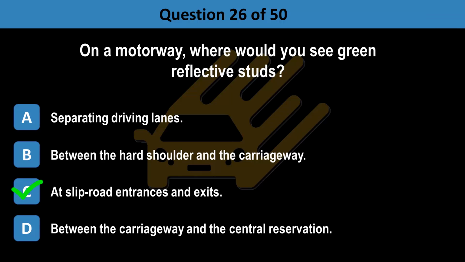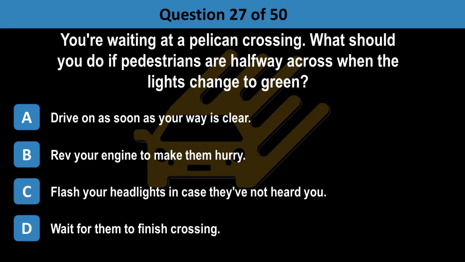The correct answer is C. At slip road entrances and exits. You're waiting at a pelican crossing. What should you do if pedestrians are halfway across when the lights change to green? A. Drive on as soon as your way is clear. B. Rev your engine to make them hurry. C. Flash your headlights in case they've not heard you. D. Wait for them to finish crossing.